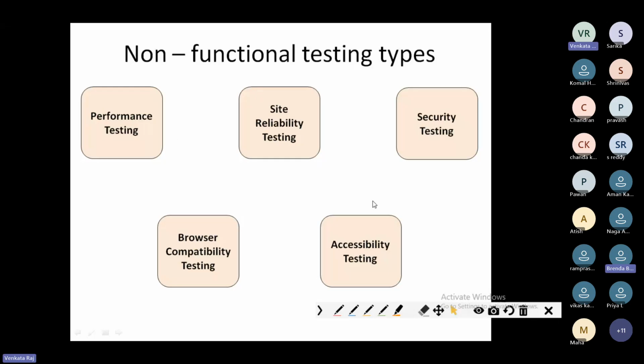Any queries, anyone? Sir, you mentioned operational readiness testing. This is not covered in the five types. Which one is that? It is covered under site reliability. I said site reliability or operational readiness or operational acceptance. Okay. All of you understood the different types of non-functional testing?